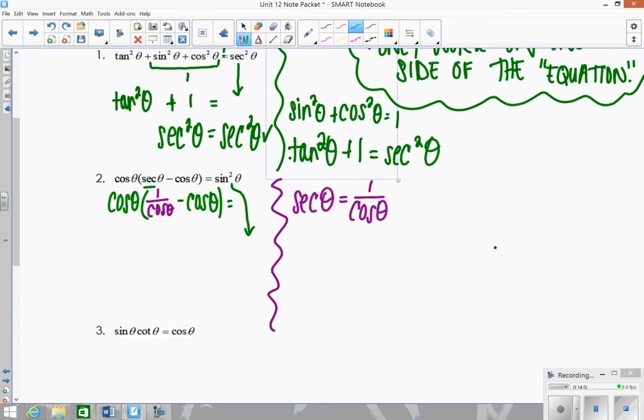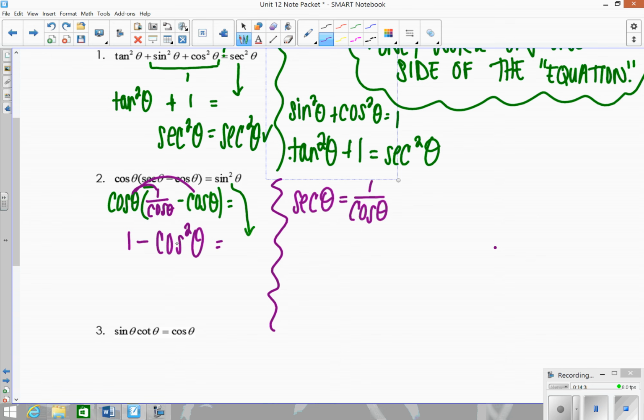So I'm just carrying this along the way. Now once I see these parentheses, that means I want to distribute. So you're just treating it like a regular expression. Cosine over cosine, because this is cosine on top and then cosine on the bottom. When you multiply, it's just going to be 1, because these cancel. And then minus cosine times cosine is cosine squared theta.